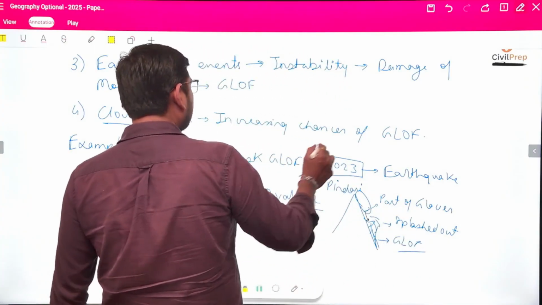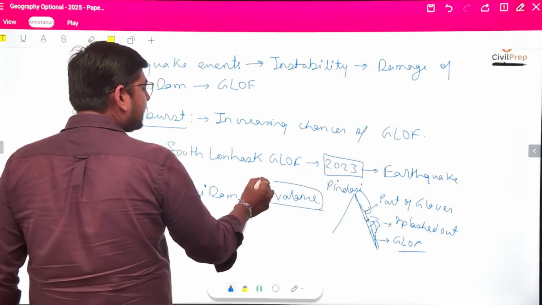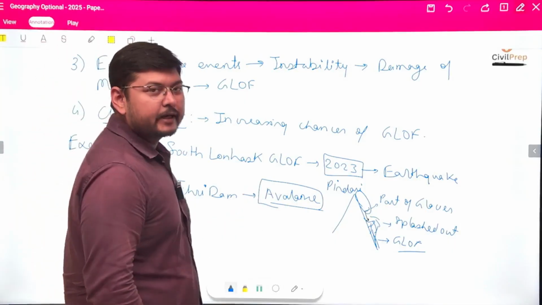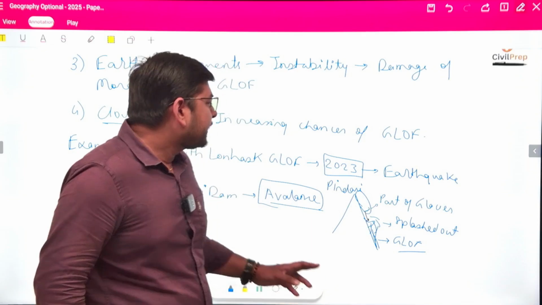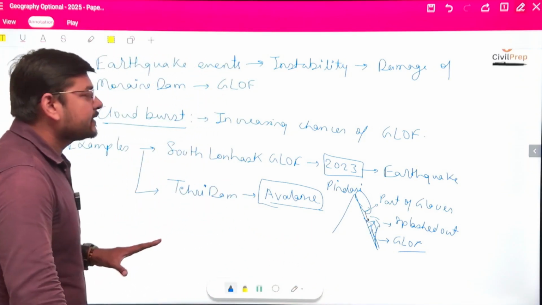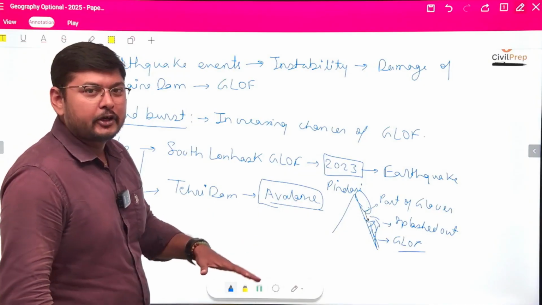So we can see that one of the causes here is the avalanche. Avalanche also results in a GLOF event. So this resulted in the damage of the Tehri Dam. Here we see that these are the various causes which are actually resulting in GLOF events.